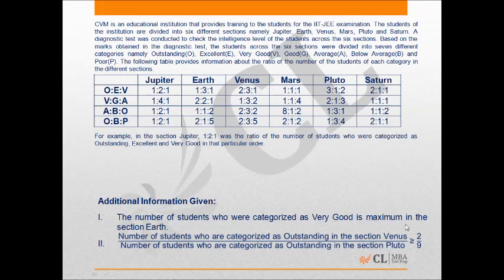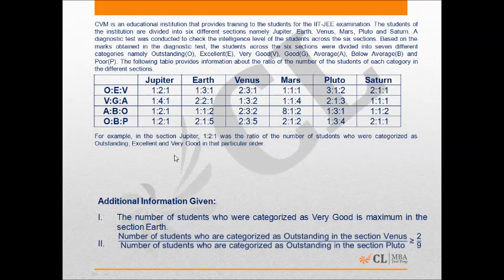This data set will be around 2 to 3. It's given that there are 6 different sections, and the students are rated according to categories, namely outstanding, excellent, and so on and so forth. And the ratios of different categories are given, right?